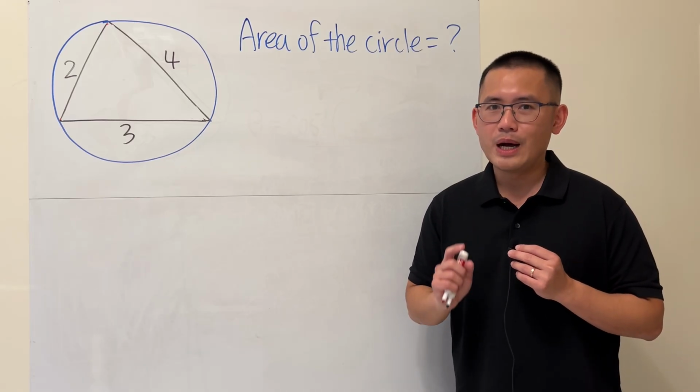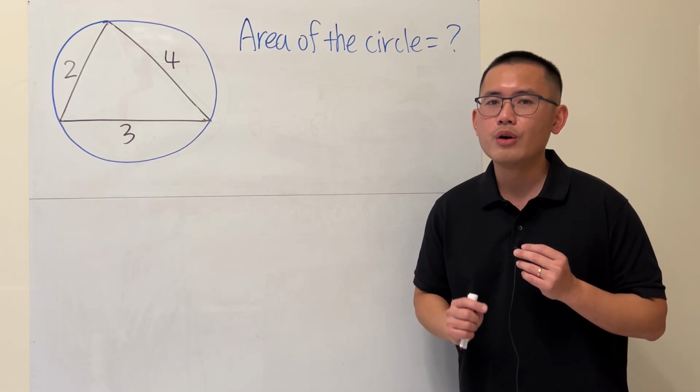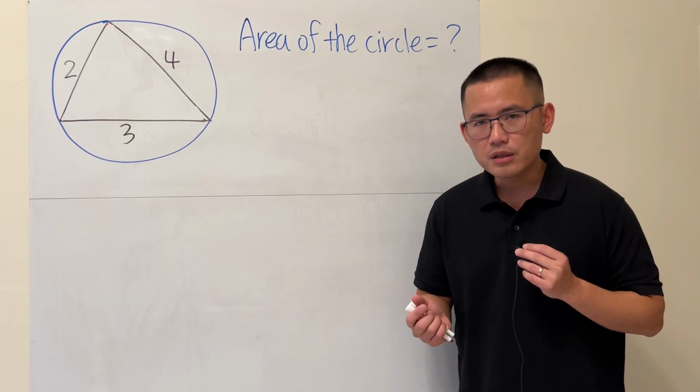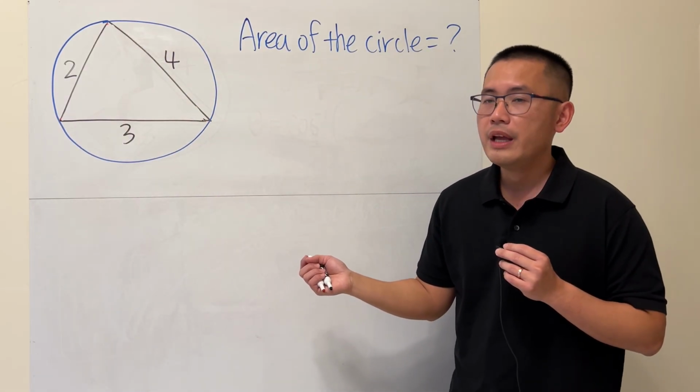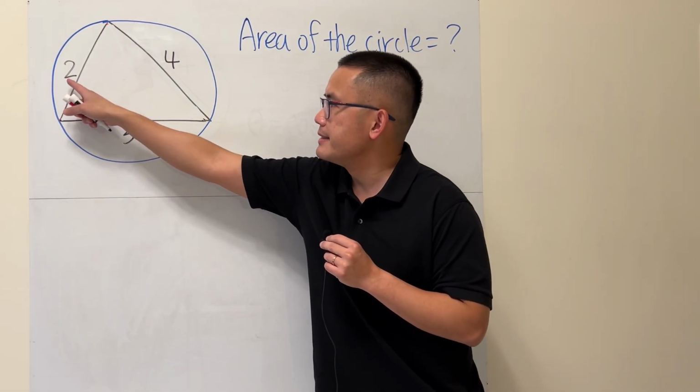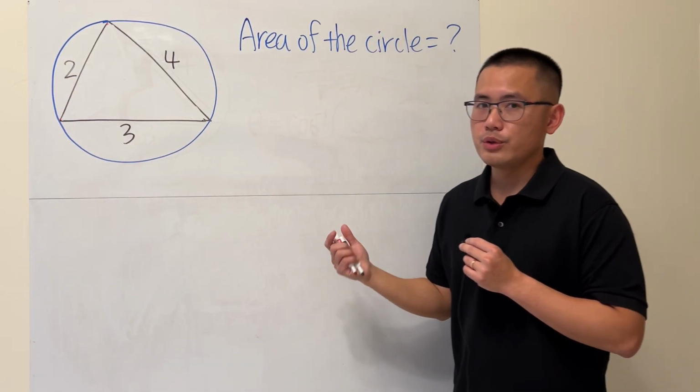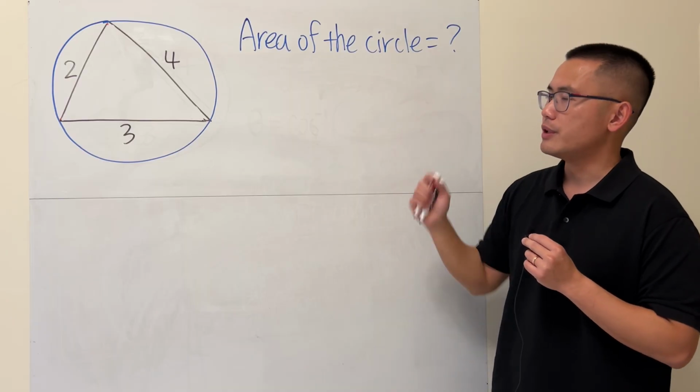Okay, let's talk about how we can find the area of the circumcircle of a triangle. A circumcircle is a circle that goes through all three vertices of a triangle. The triangle that we have here has sides 2, 3, and 4. So the goal is to find the area of the blue circle.